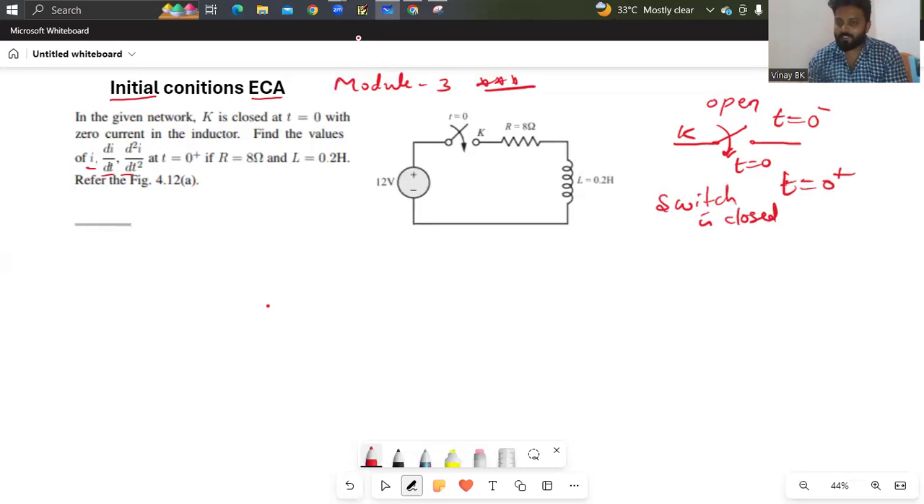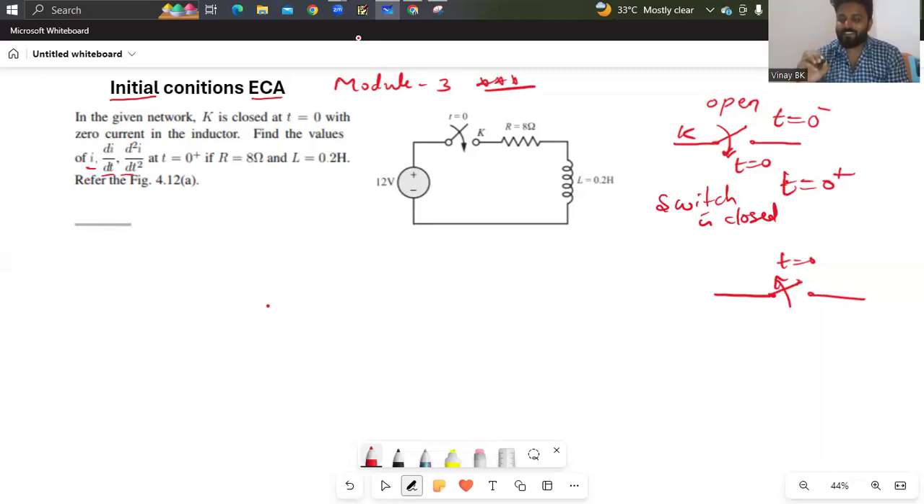Just have to observe the condition of the switch. Suppose the switch is like this. If there is a switch, initially it is open like this at t equals to 0. So now we have to observe before closing, that is at t equals to 0 minus. Just have to observe the tail end of the arrow.